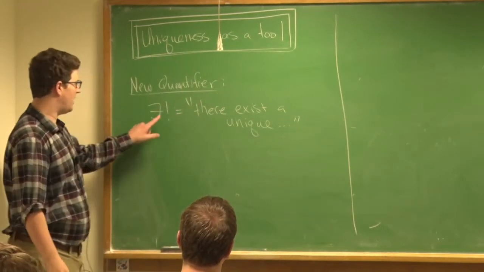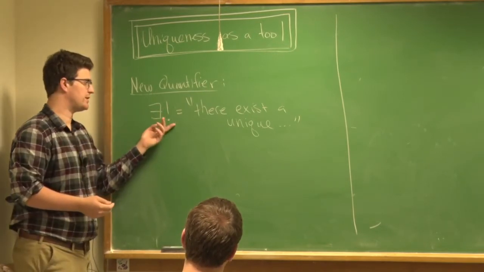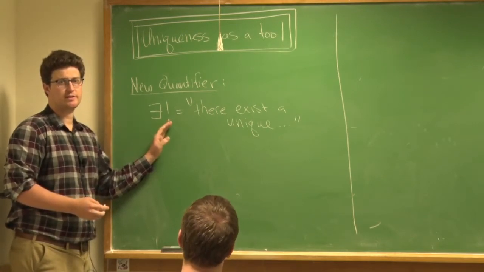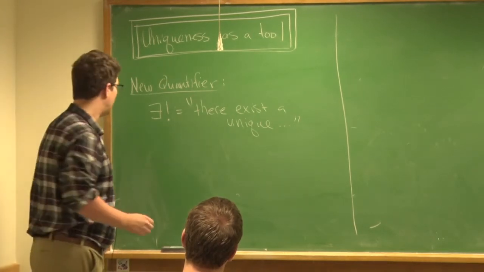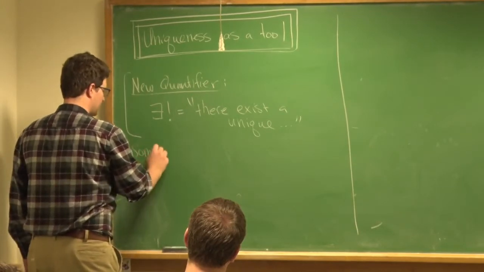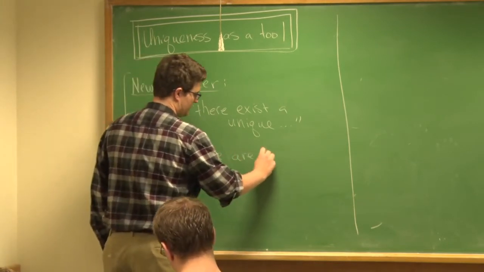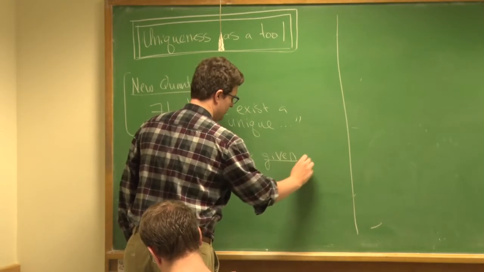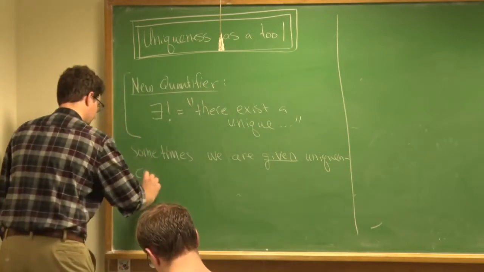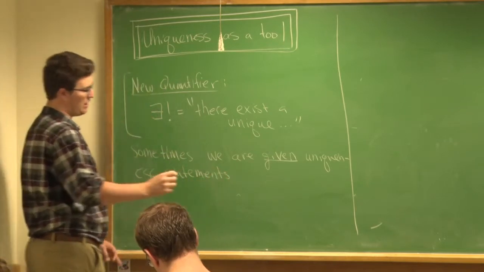I just wanted to remark that we've been using exclamation points for not, but this exclamation point has nothing to do with not. It's just a new quantifier that means there exists a unique. Sometimes we are given uniqueness statements, and they can help us in the course of the proof.